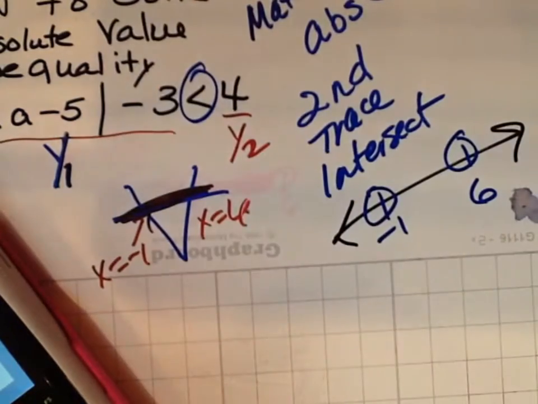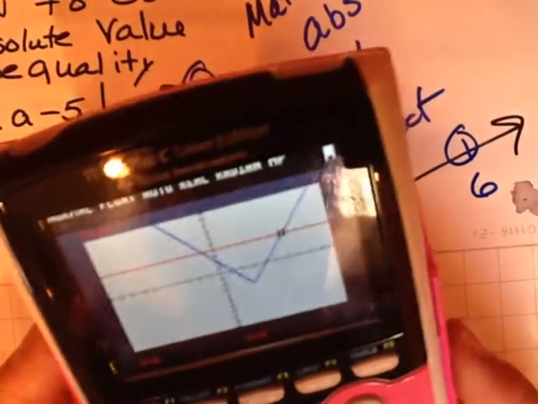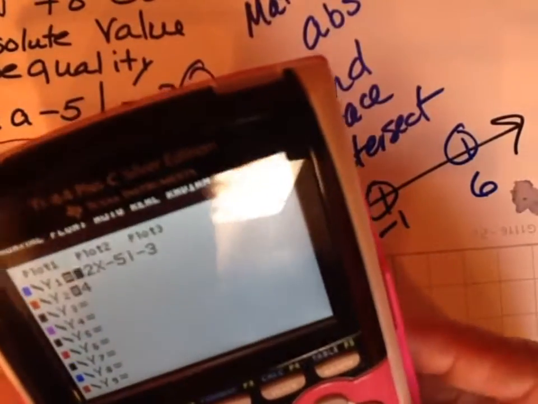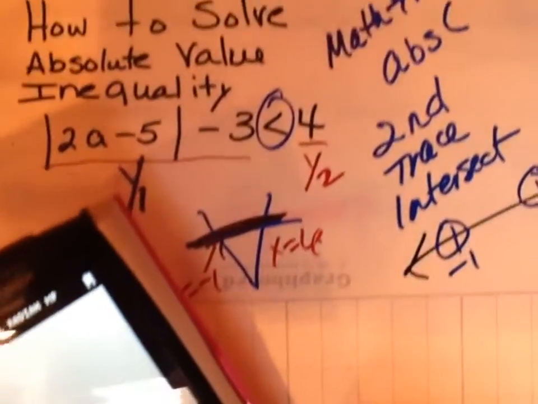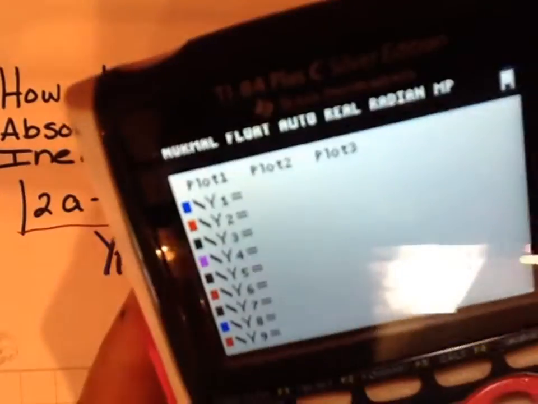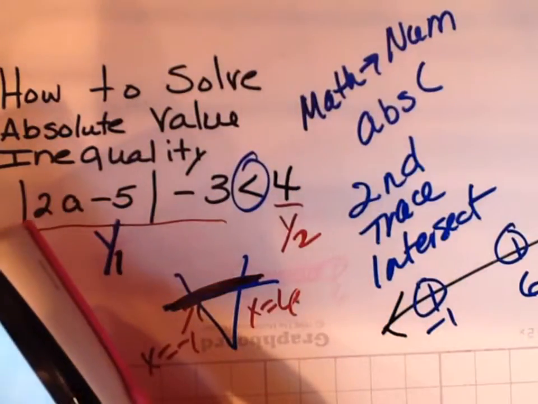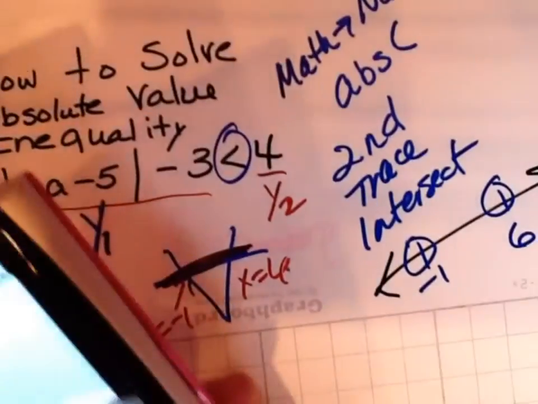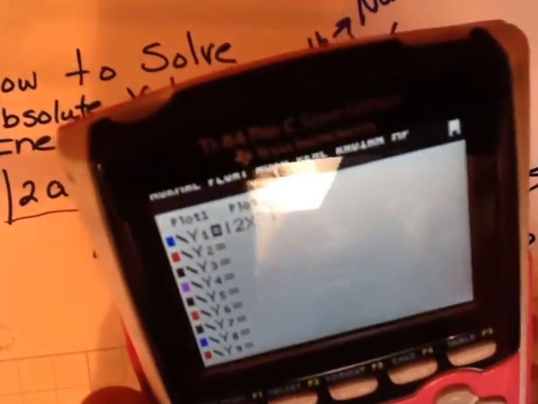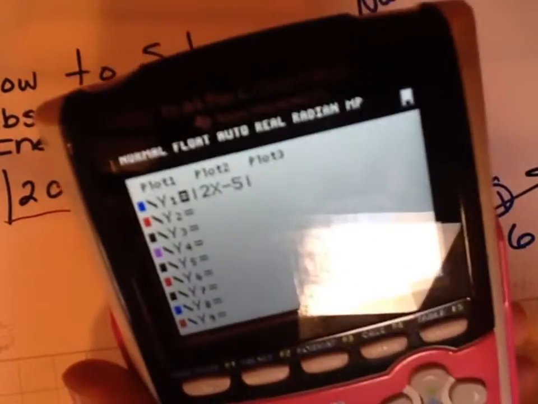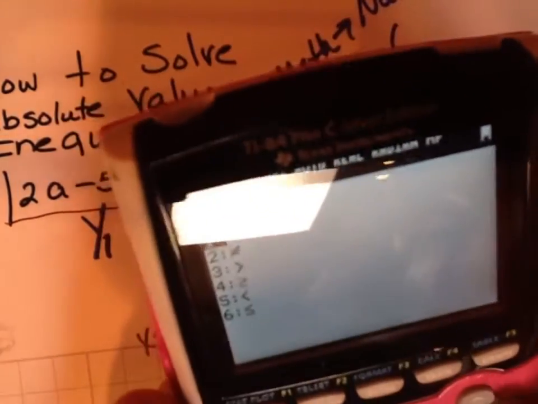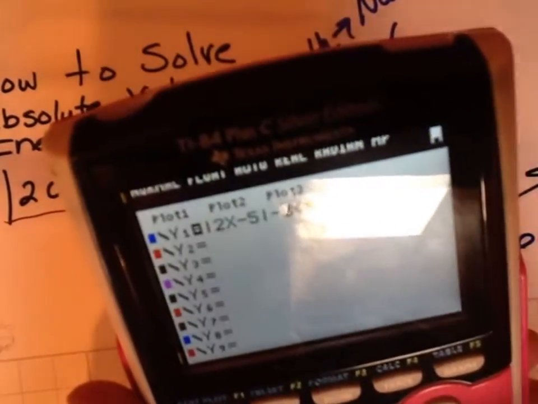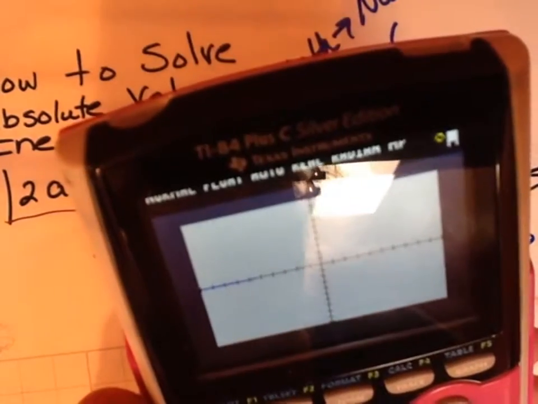So now I need my shading. Remember how we do that? We go to y equals again, and I'm going to clear this out, and this time I'm going to put the whole thing in, absolute value bars included. To get my absolute value bars, I go to math, number, and ABS. This time I'm going to put the whole thing in. I put in 2x minus 5, and I have to arrow over to get outside, and minus 3. Then remember I had to do second and math to get my inequality, which was less than, and then I put a 4. And then all I had to do was hit graph.